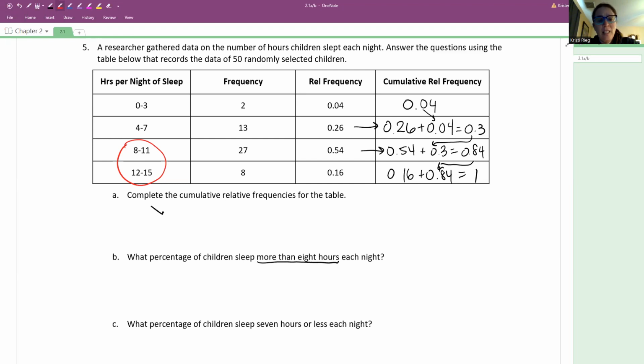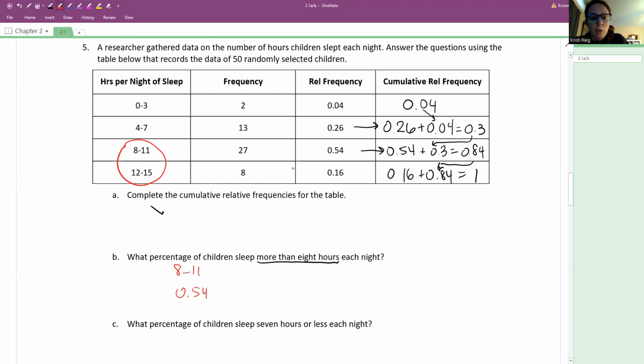Because here there's no distinction between the 8 hours versus the 9 hours versus the 10 versus the 11. The 8 through 11 is all grouped together. So I guess what I'm saying is when in doubt, just go for the less picky answer. In this case, we're going to include the 8 through 11, all of them, because there's no way to know the difference. So what percentage of children sleep more than 8 hours each night? Well, we know 8 to 11 is 0.54.